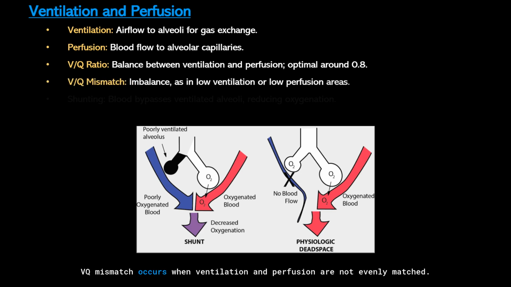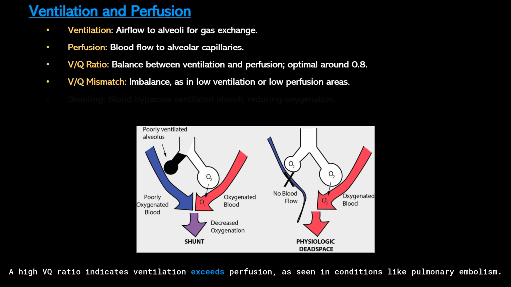VQ mismatch occurs when ventilation and perfusion are not evenly matched, leading to areas of the lung where gas exchange is impaired. A high VQ ratio indicates ventilation exceeds perfusion, as seen in conditions like pulmonary embolism. A low VQ ratio suggests perfusion exceeds ventilation, commonly occurring in obstructive airway diseases.